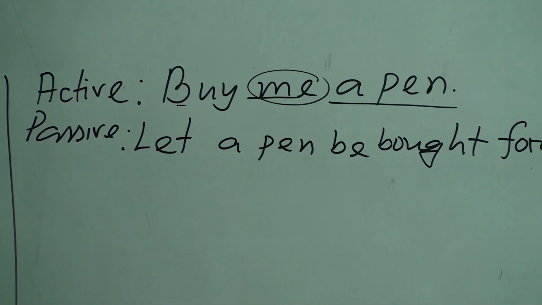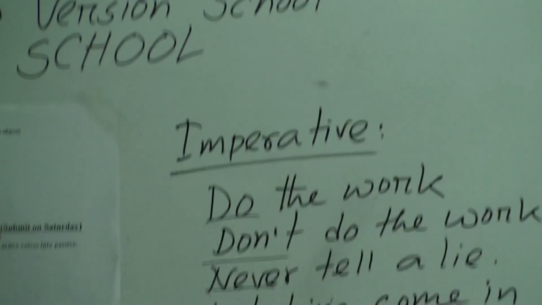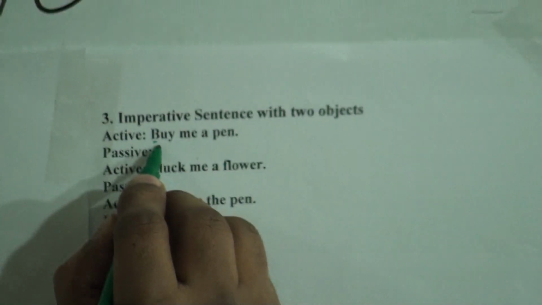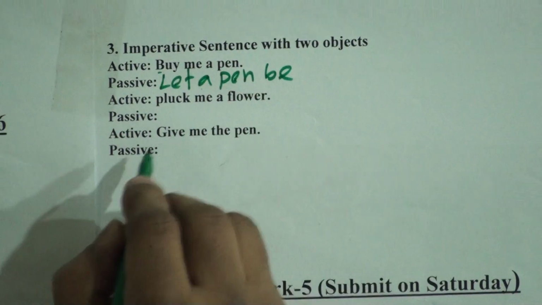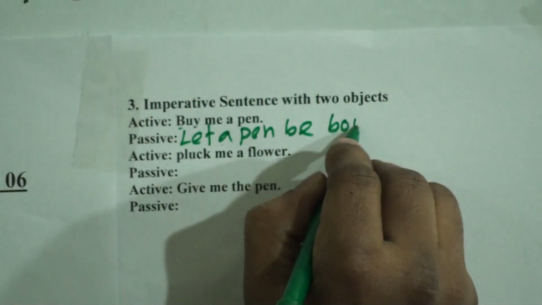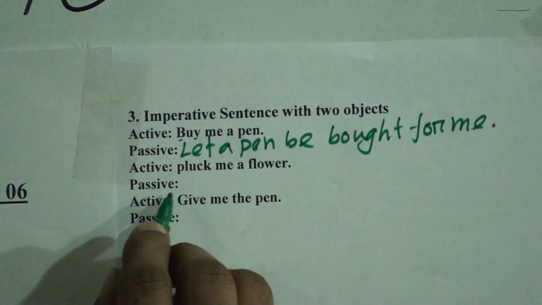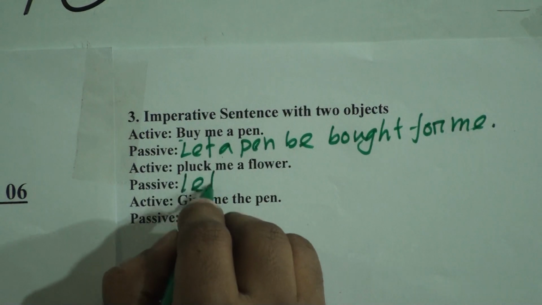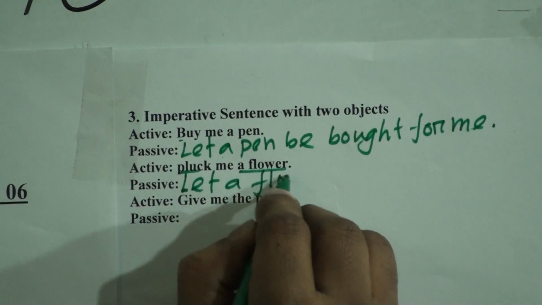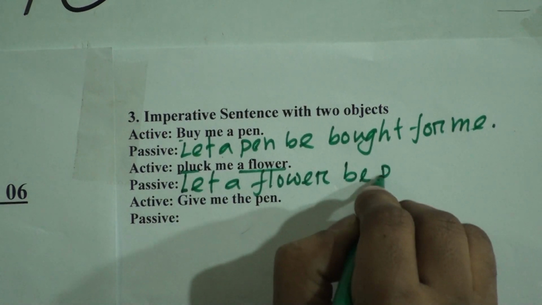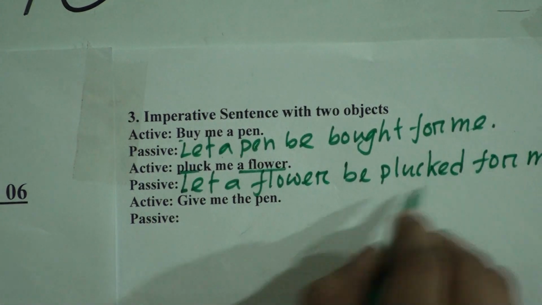Let's solve the problem here. Buy me a pen. In this sentence, an imperative sentence with two objects. Buy me a pen. It starts with the main verb, so we have to put let first, and then a pen is the object. Let a pen, then be, past participle of the main verb. Let a pen be bought for me. Before the indirect object, we have to put for or to. Pluck me a flower. The sentence starts with the main verb, so we have to put let first. Let, object a flower. Let a flower be plucked. Then before the indirect object, we have to put for or to. Here we have to put for.